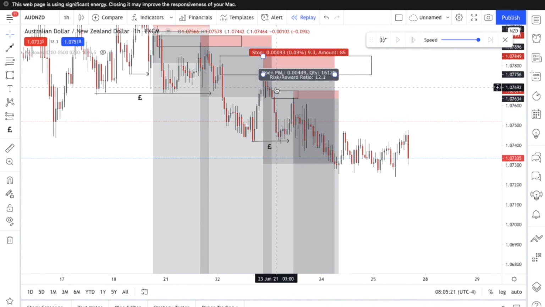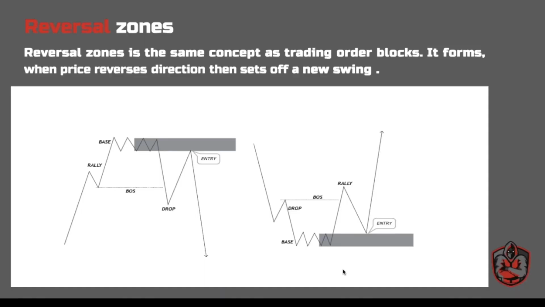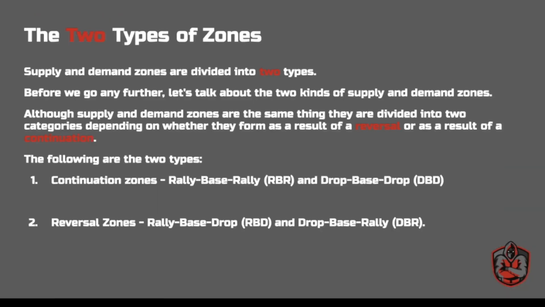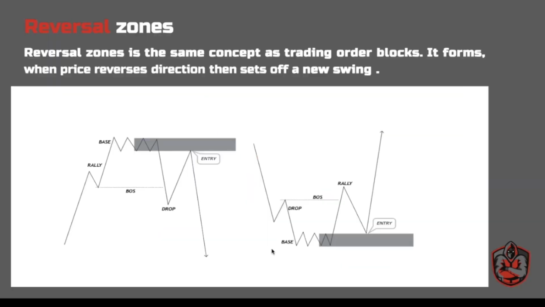Now I'm going to move over to reversal zones. Reversal zones is the same concept as trading order blocks. It literally forms when price reverses direction, then sets off a new swing. So if I go back to that slide, remember I was talking about the examples of reversal zones: rally, base, drop, and drop, base, rally. Now look at this example here. We have a rally, right? Then we have a base. But then price doesn't create another rally. It creates a drop, right?